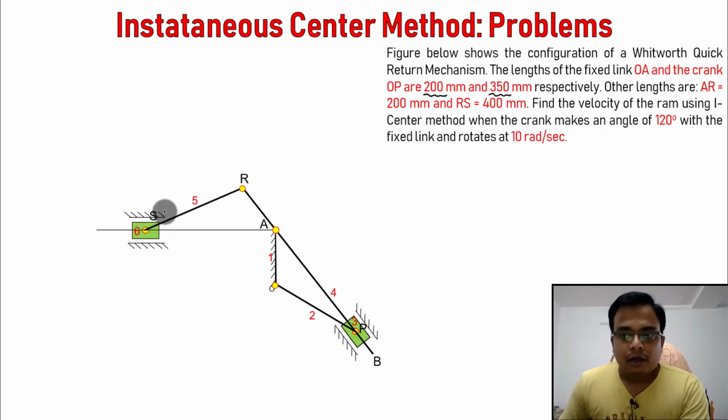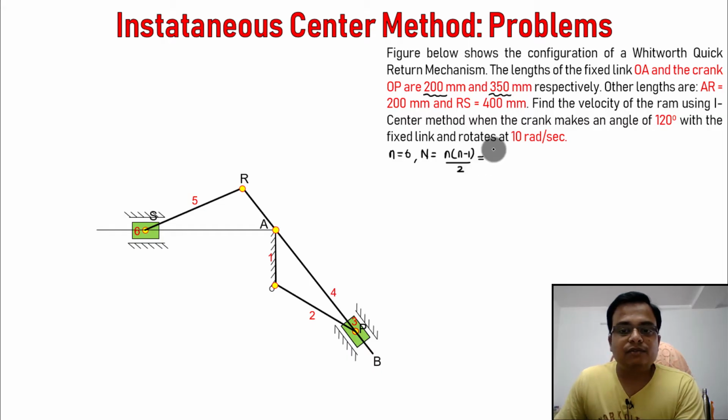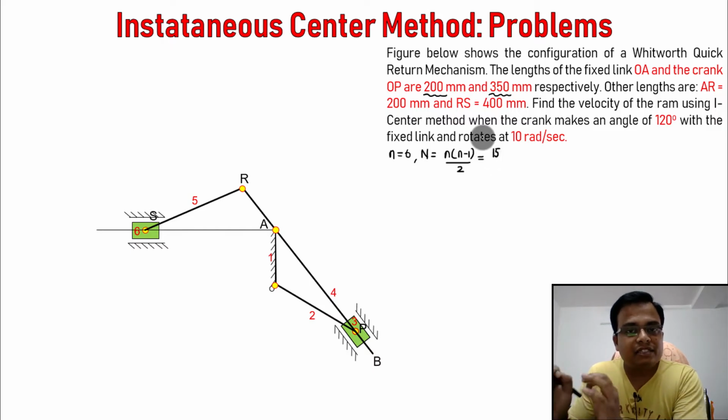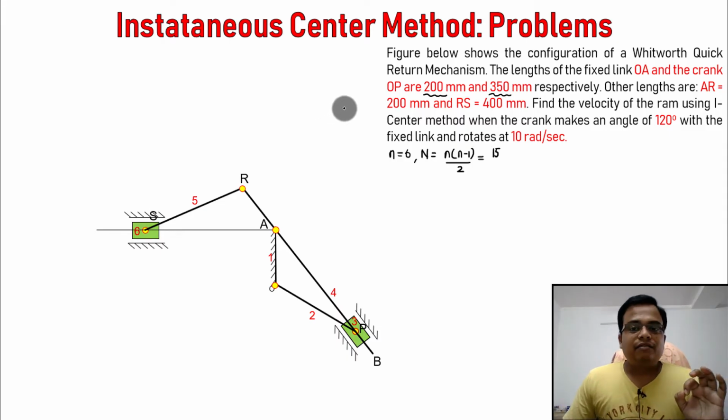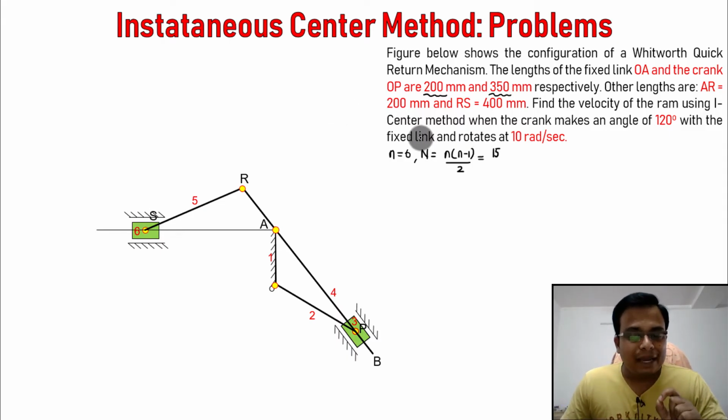Now you first need to identify which I center is supposed to be calculated, because in totality the number of links is 6. If you just apply the formula n(n-1)/2, you shall realize that the number of I centers works out as 15, because 6 multiplied by 5 divided by 2 gives you 15. So you don't have to precisely locate each and every I center. The only I center which is required to make the calculation is something that we are looking forward to.